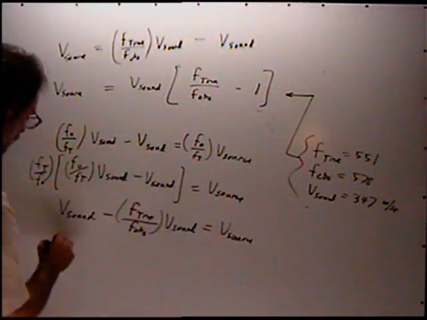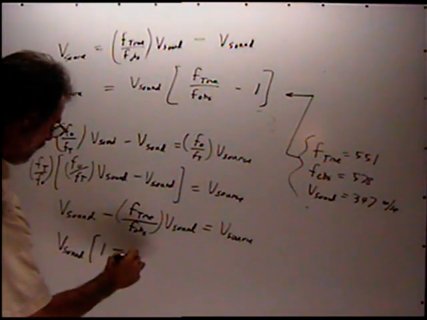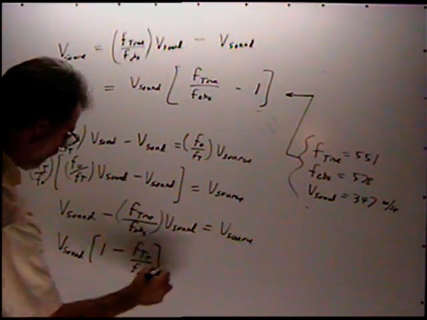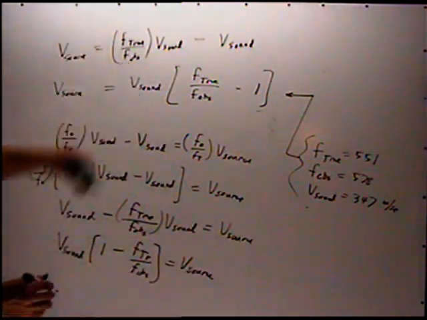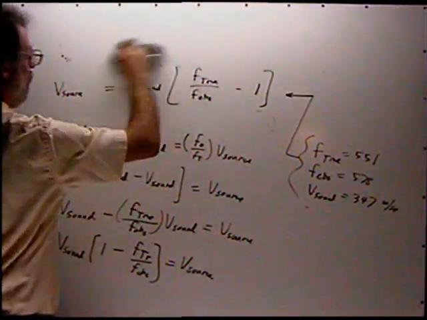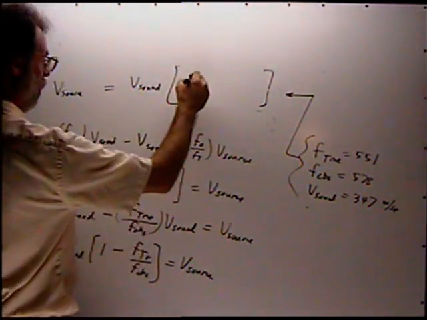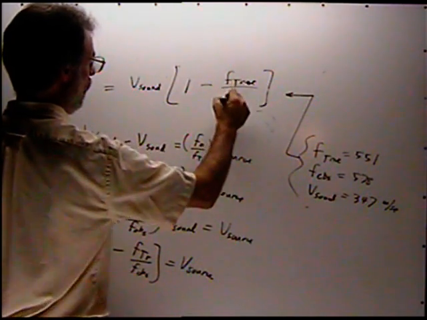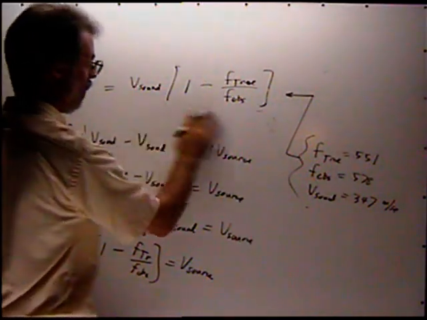Now I'm going to factor out the V sound, and I get V sound times 1 minus F true over F observed equals V source. And notice it's the same thing as what I have here, but I have this flipped. So that's why it doesn't make sense. So it's 1 minus F true over F observed. Now it makes sense because I made a sign change. I made a sign error.